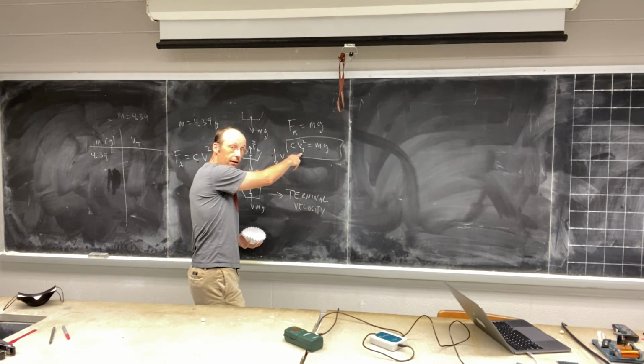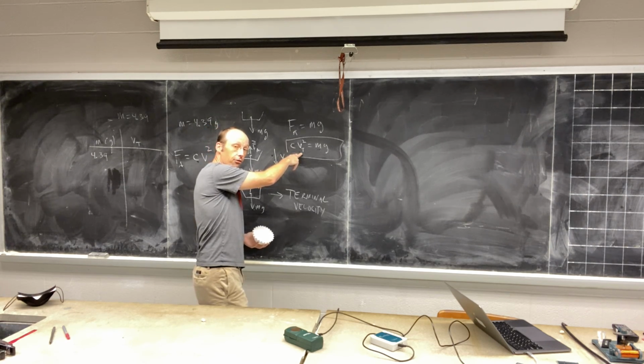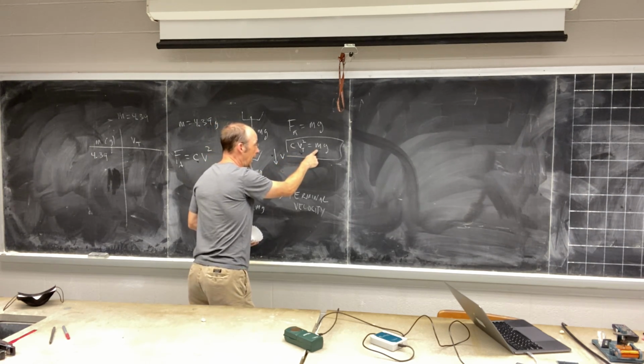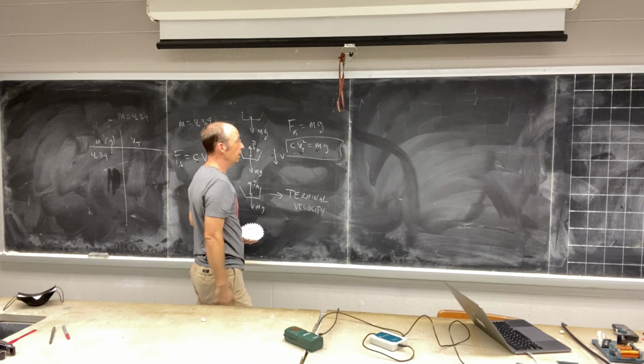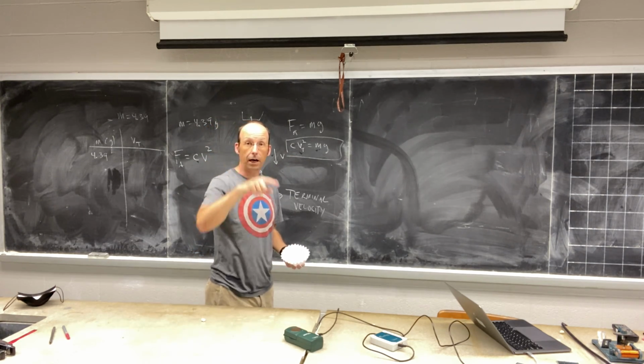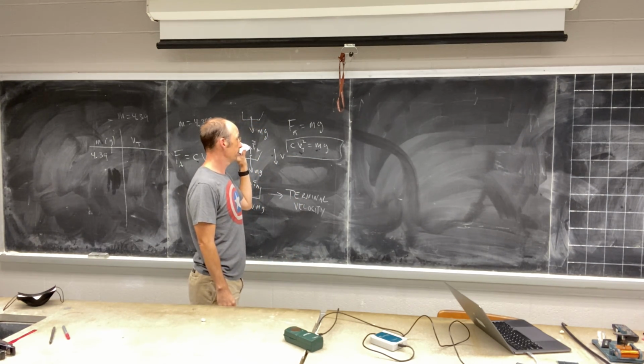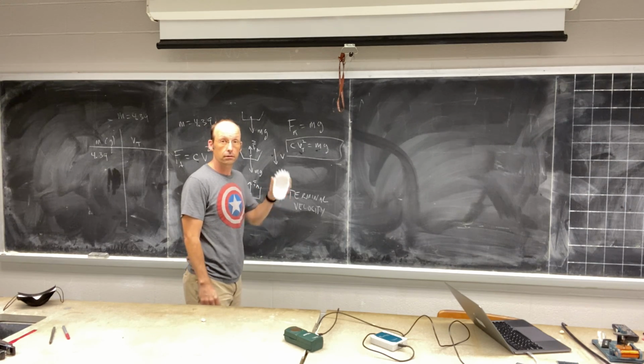What should you plot to make a straight line? In this case, we're changing the mass, and we're measuring the terminal velocity. That's something we've practiced before. I want you to practice it again. And then what's the drag coefficient?